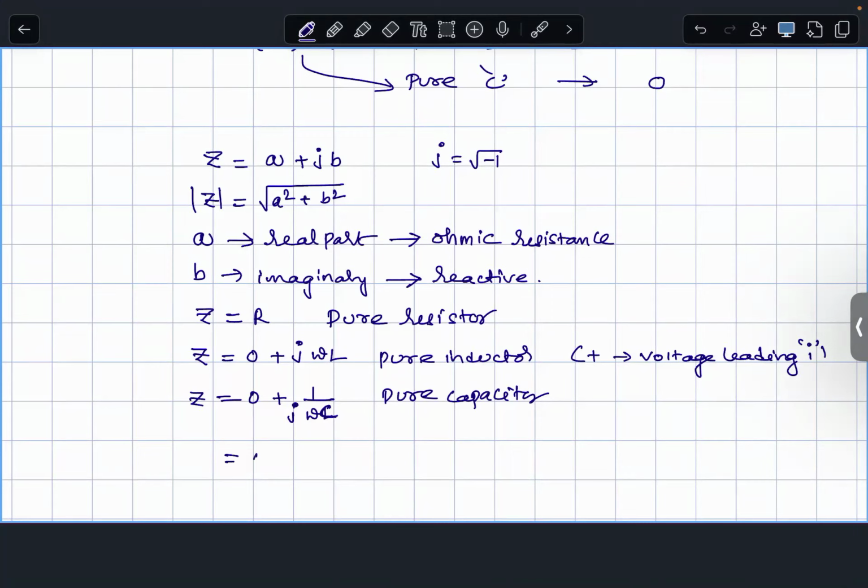This can be written as, and the minus sign indicates voltage lagging current. So till this point, any student having doubt? Standard. That is representing a resistor, an impedance. Z is called impedance.